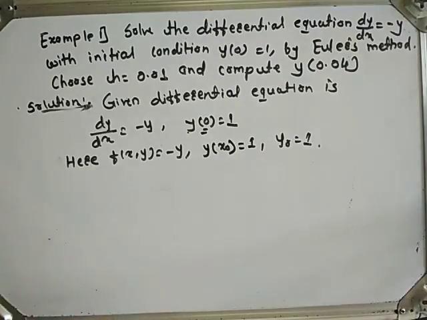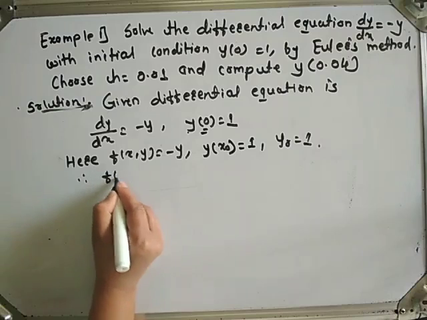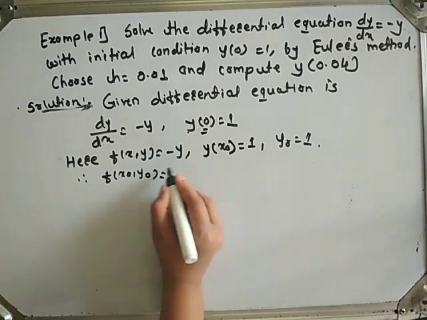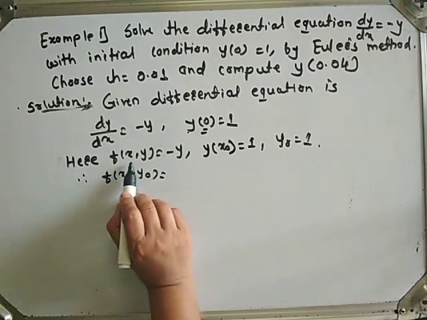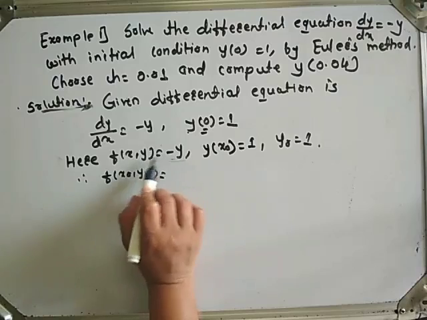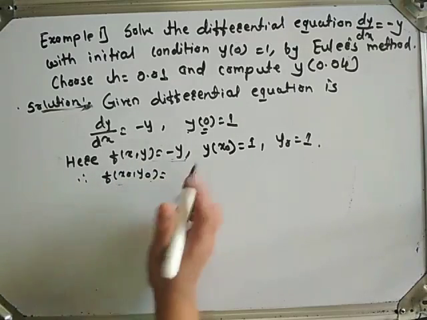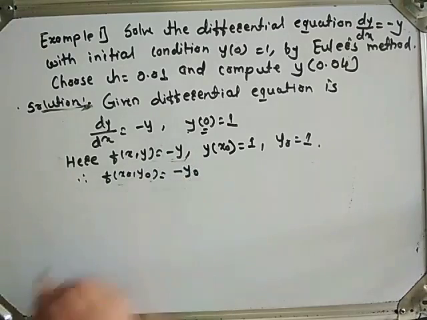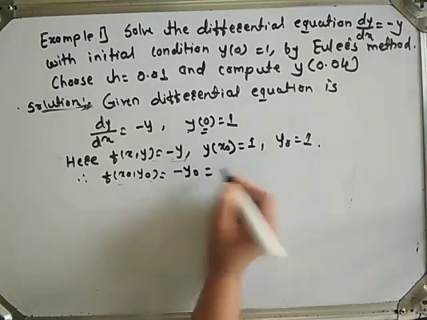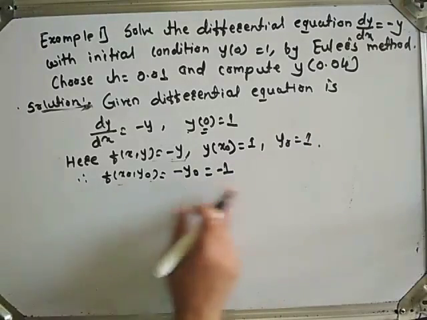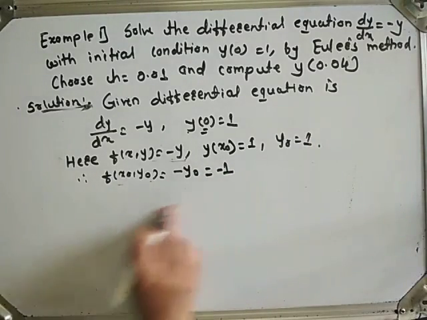Therefore, f of x0, y0 is equal to what? Here f of x, y is just minus y. That's why f of x0, y0 is nothing but minus y0, and y0 is 1. So f of x0, y0 is minus 1.